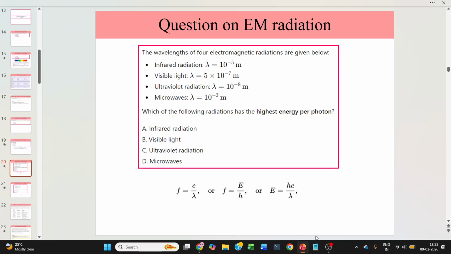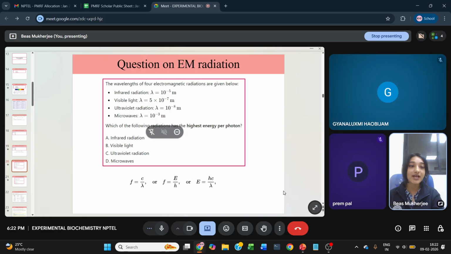Now, we have another question. The wavelengths of 4 electromagnetic radiations are given. Wavelengths are all given to you. Now they are asking which of the following radiations has the highest energy per photon. Also very simple. Try answering this. Which has the highest energy?